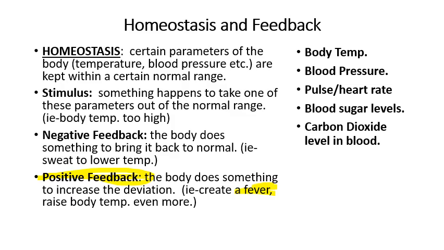Right, so there are lots of examples of negative feedback for homeostasis, ways that we bring the body temperature into the normal range, ways that we bring the blood pressure into the normal range, and so on. There are only a couple of examples of positive feedback, and one of them is childbirth, the other one is creating a fever when we get an infection.